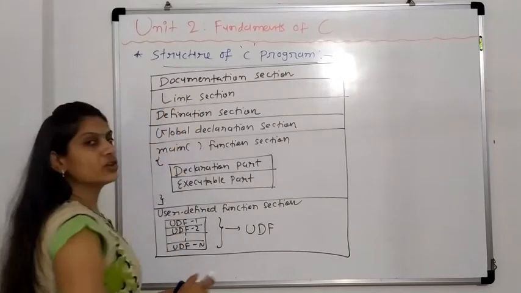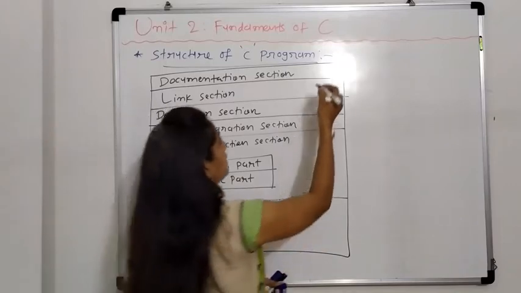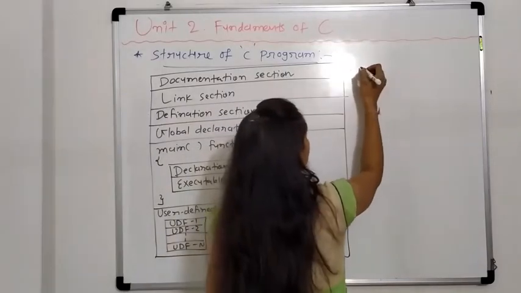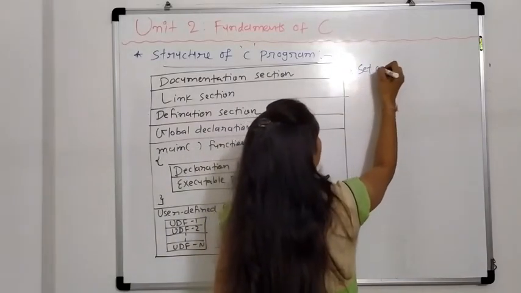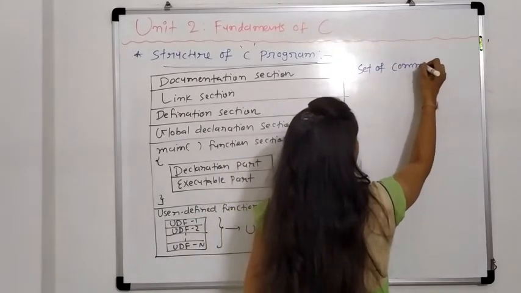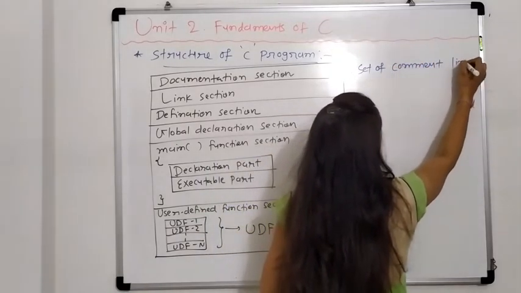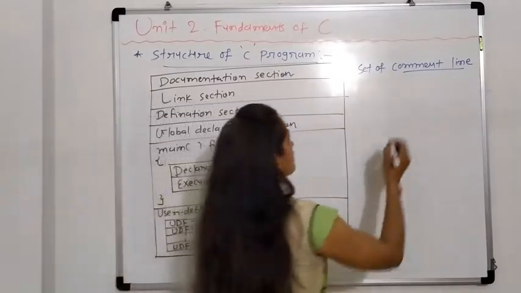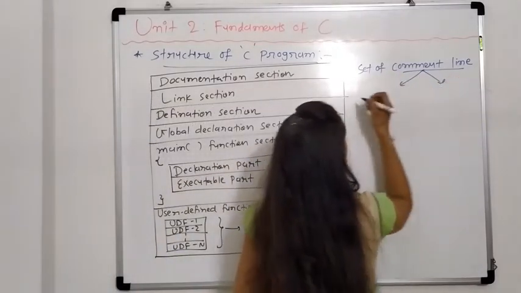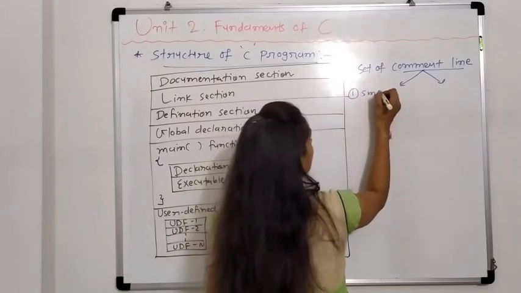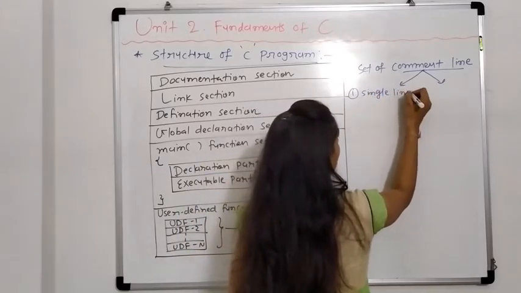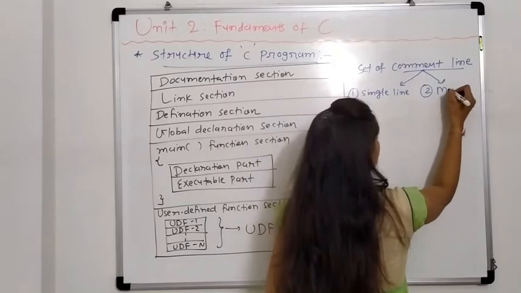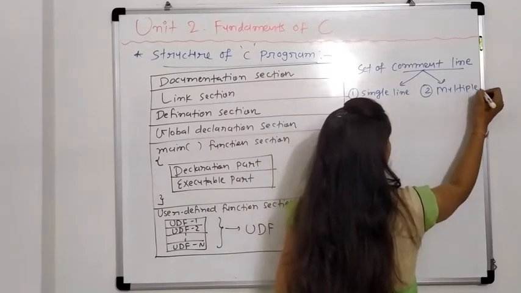First is the documentation section, that consists of a set of comment lines. Now what is a comment line? There are two kinds of comments. First is a single line comment, and second is a multiple line comment.